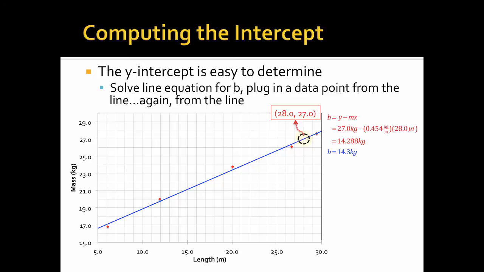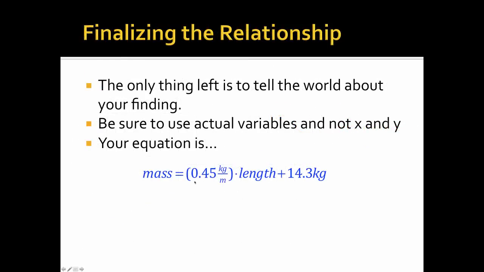So how do I wrap this up? I find the equation of the line. The equation is not going to have y's and x's in it because my data are mass and length. So what this all says is that my mass is equal to the slope times the length of the board plus 14.3 kilograms, not y is equal to 0.45 times length plus 14.3. We use our actual values from our y and our x. I hope this helps you understand how to make graphs in the lab and how useful they are in finding the relationships between the two variables involved.